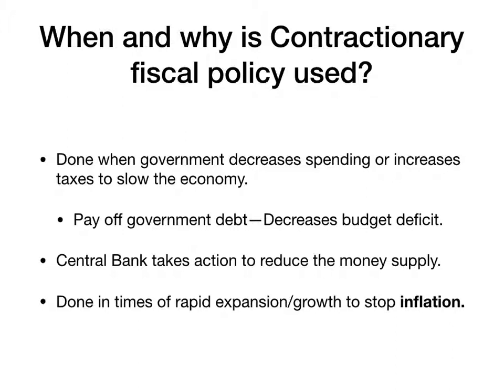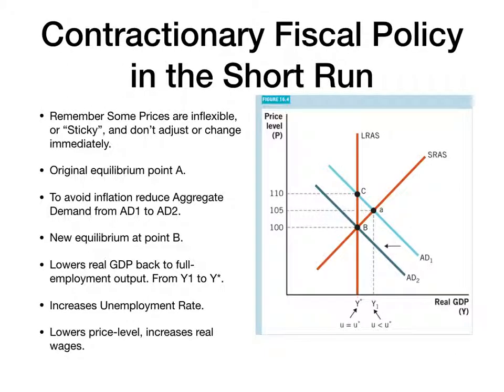When and why is contractionary fiscal policy used? Contractionary fiscal policy is done when the government decreases spending or increases taxes to slow the economy. They do this to pay off the government debt, decreasing the budget deficit. A central bank takes action to reduce the money supply. This is done in times of rapid expansion and growth to stop inflation.